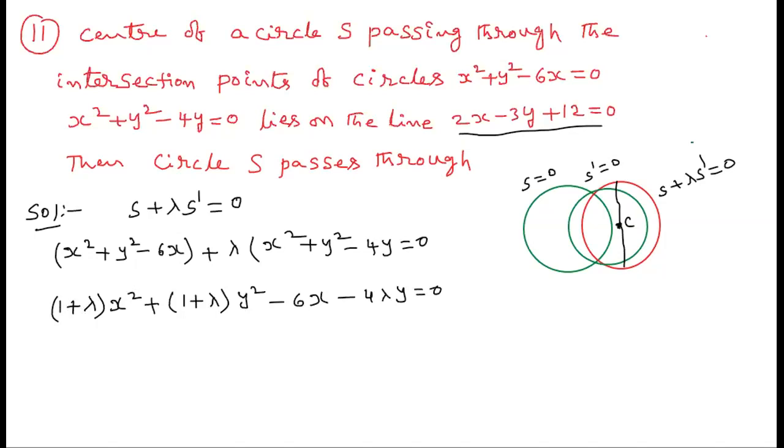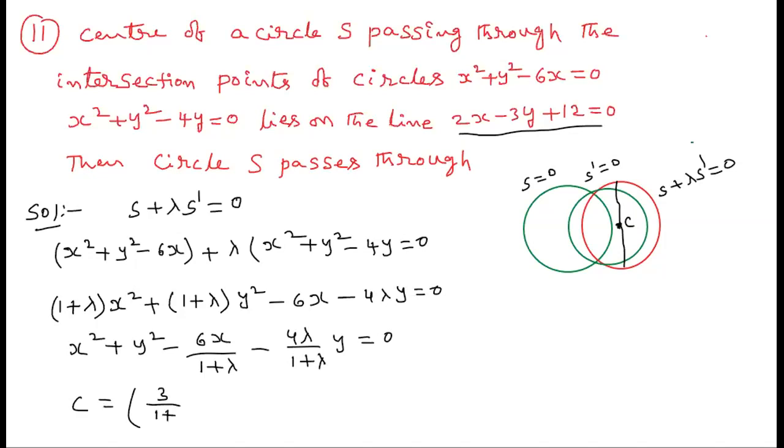Now divide with 1 plus lambda, we get like this: x square plus y square minus 6x divided by 1 plus lambda, minus 4 lambda divided by 1 plus lambda y, that is equal to 0. What is the center of the circle here? 3 by 1 plus lambda, second one, 2 lambda by 1 plus lambda. This center lies on the line 2x minus 3y plus 12 is equal to 0.